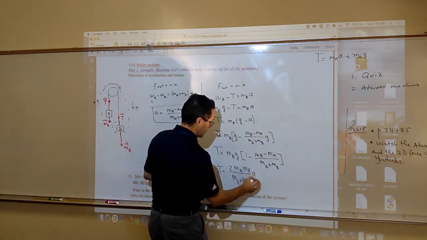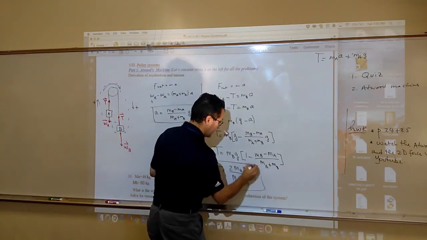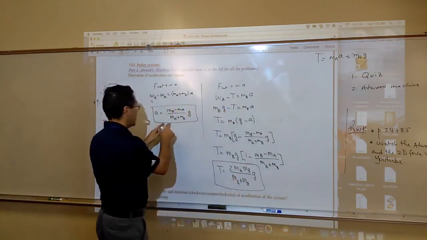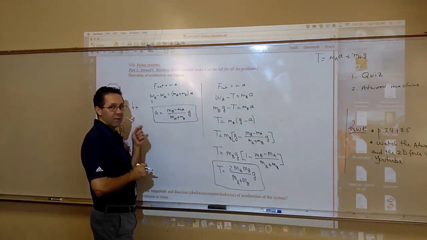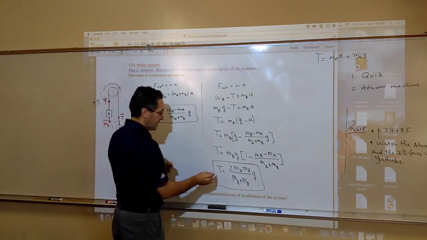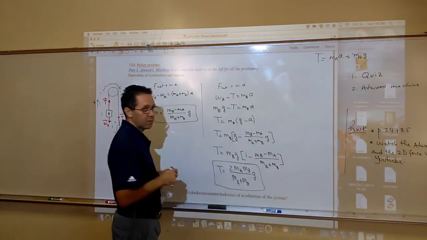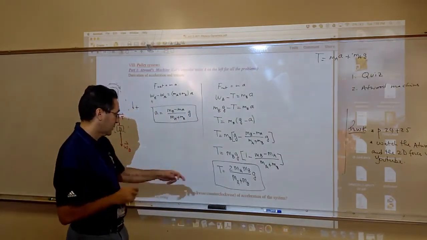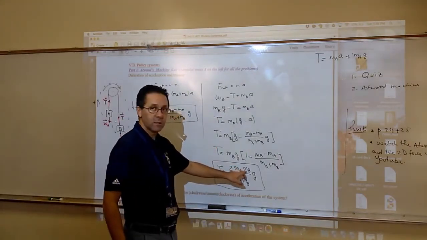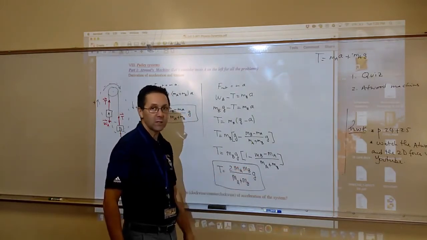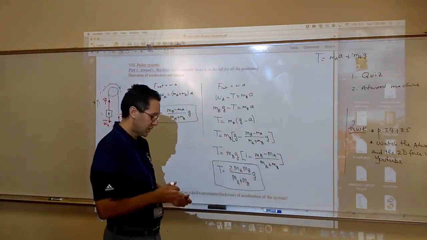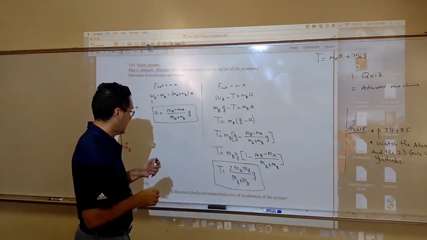times G. Now the masses in the acceleration expression, it doesn't matter. They can be in grams, kilograms, pounds, it doesn't matter. Down here for tension, it must be in kilograms. Because in the acceleration you have the unit for mass twice, but here you only have it once. So you have to put the unit in kilograms.